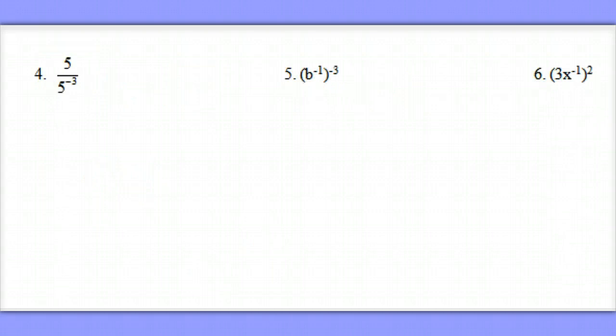Let's take a look at some other examples here. Here I'm going to first of all realize that we have an understood exponent of 1 here. And we have a quotient here, so I can subtract my exponents. So this would be the same as 5 to the 1 minus a negative 3, which would be the same as 5 to the 4th, since 1 minus a negative 3 is 4. And 5 to the 4th is the same as 5 times 5 times 5 times 5, and that would be 625.